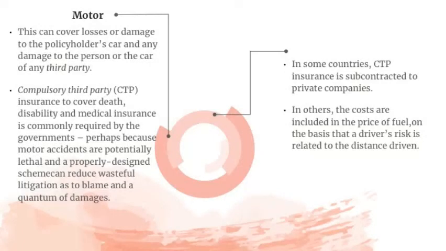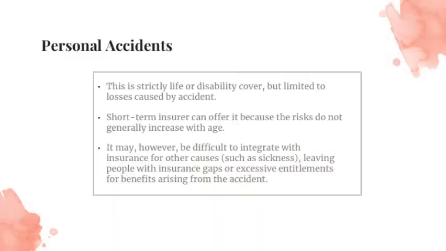Motor. This can cover losses or damage to the policyholder's car and any damage to the person or the car of any third party. Compulsory third-party (CTP) insurance to cover death, disability and medical costs is commonly required by governments, perhaps because motor accidents are potentially lethal and a properly designed scheme can reduce wasteful litigation as to blame and quantum of damages. In some countries, CTP insurance is subcontracted to private companies. In others, the costs are included in the price of fuel, on the basis that a driver's risk is related to the distance driven.